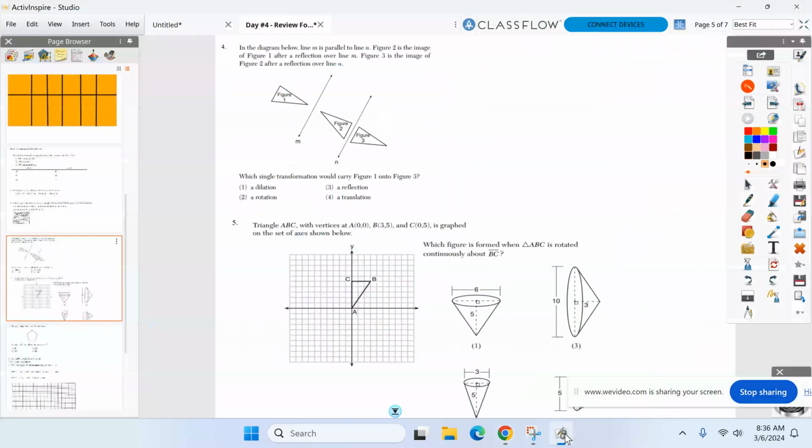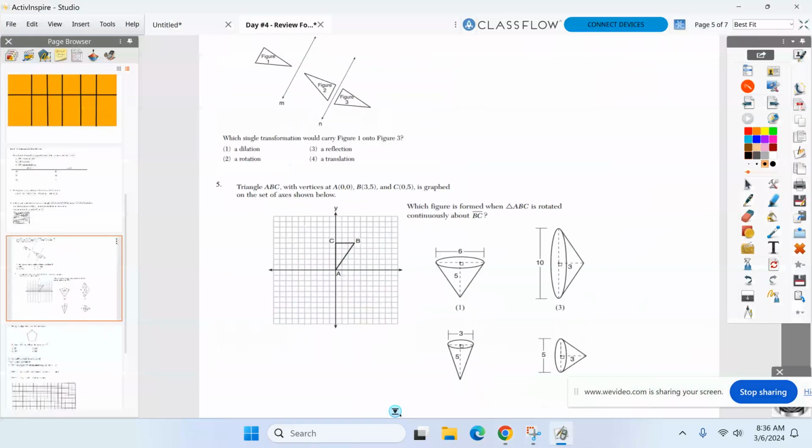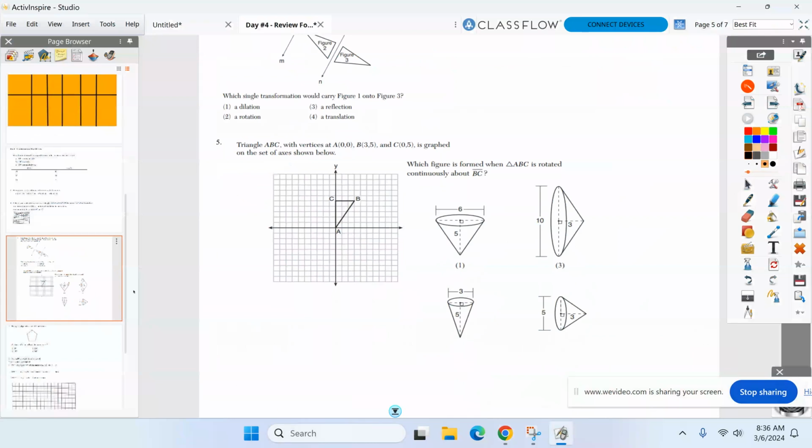Want to do it one more time. All right, so take a look at number 5 in your notes. You have triangle ABC. And it says we're going to continuously rotate it around BC. We're going to rotate it around BC.